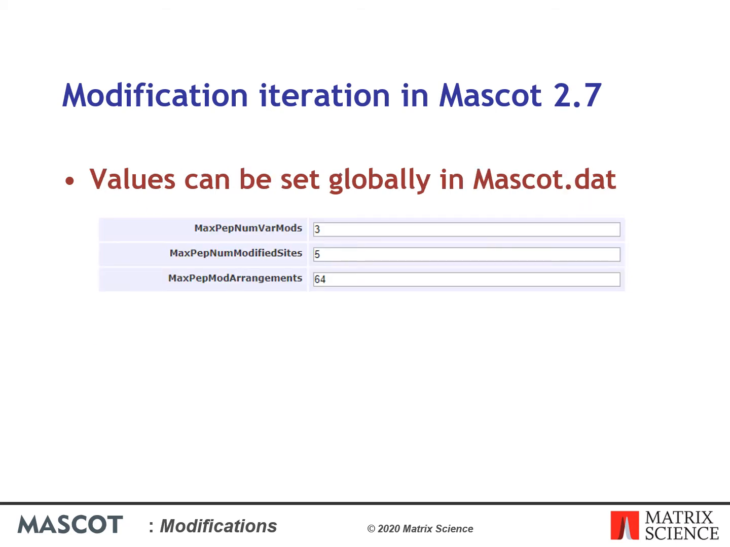If you need to change these settings, then you can set the values globally via the configuration options under Mascot Configuration on your Mascot server. However, it can be difficult to set limits which are good for all experiments. If you have a middle or top-down experiment alongside a standard bottom-up experiment, you may well need very different settings for searching data from each experiment.